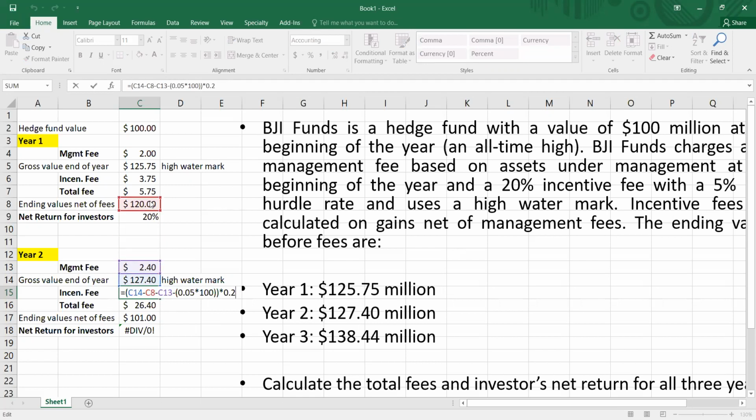This is 120. So what I do here: 127 minus 120 minus 2.4. So 127 minus 120, because I need to get how much money I earned, to show that I got some profit from that.